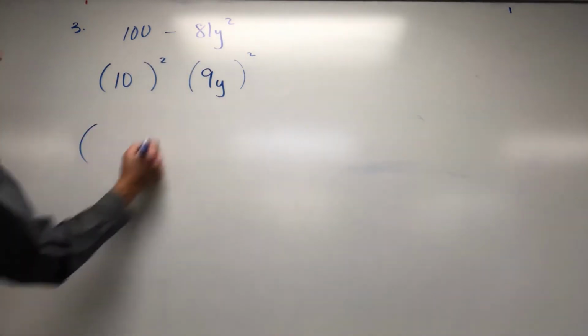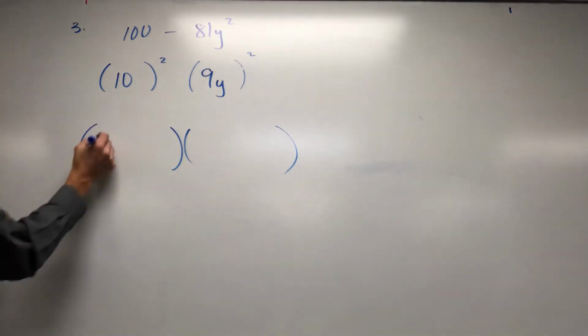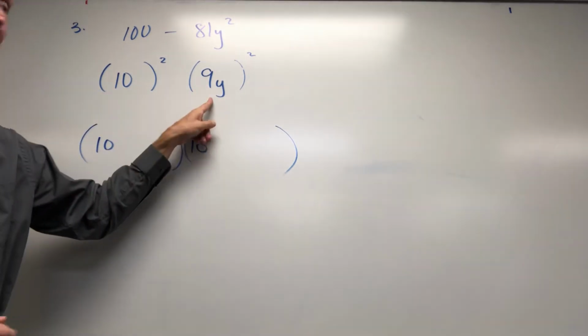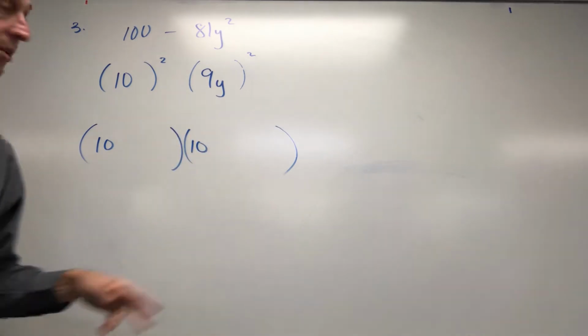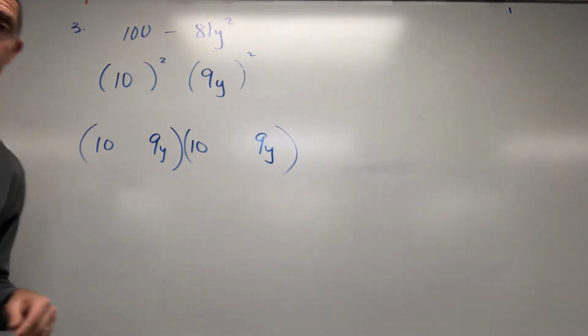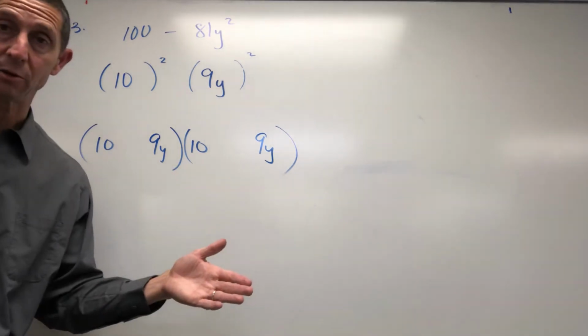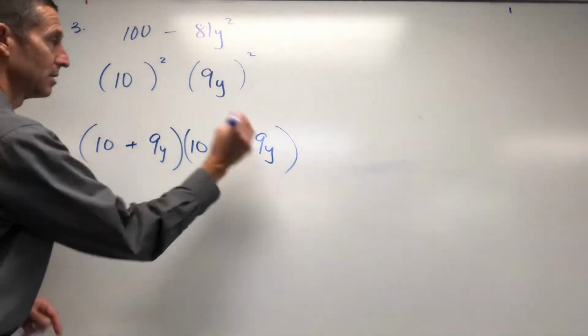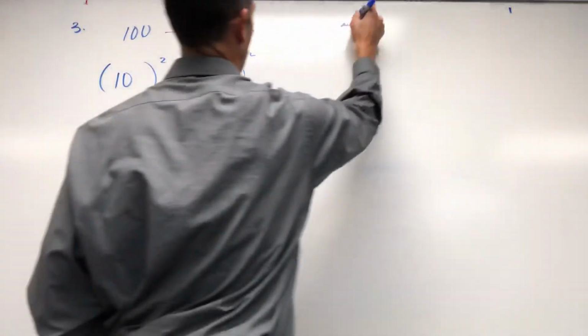Go to your 2 finishing groups. The 10 is first, so he goes first in each group. The 9y, second, so he goes second in each group. So here's 9y, here's 9y. All right, so to factor in these 2 finishing groups, for your signs, 1 plus, 1 minus. Here's plus, here's minus.